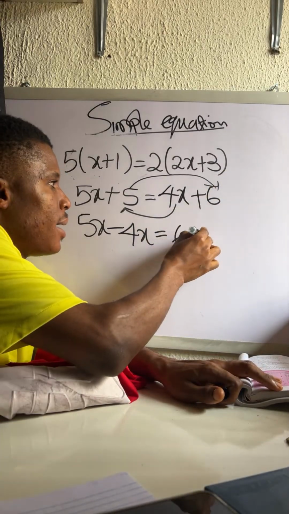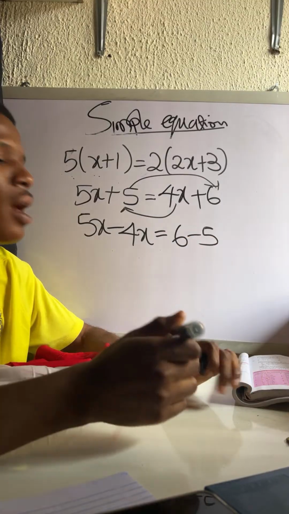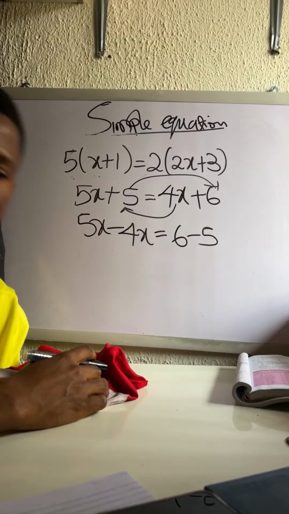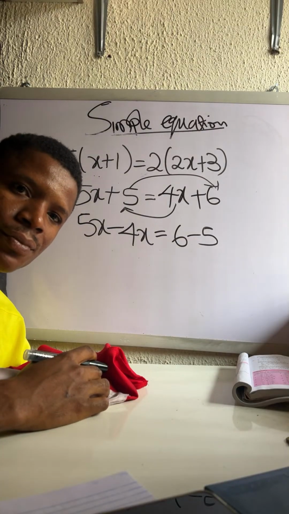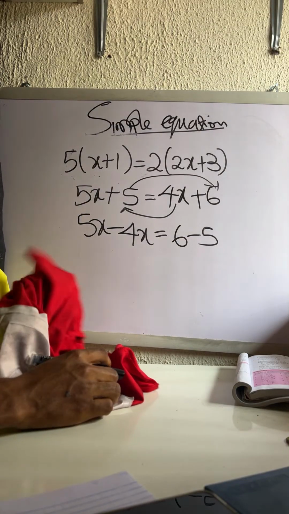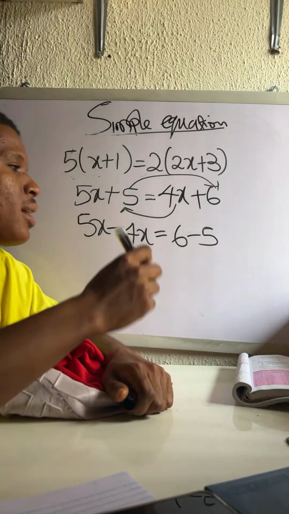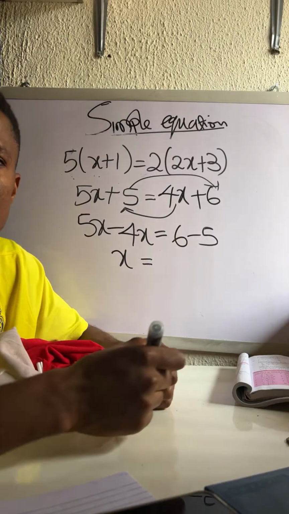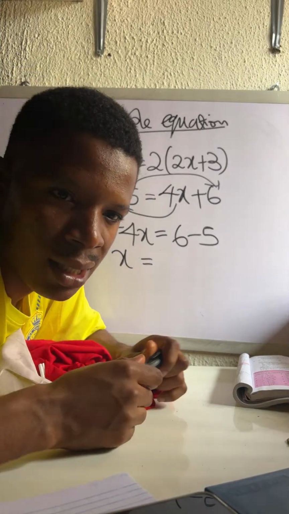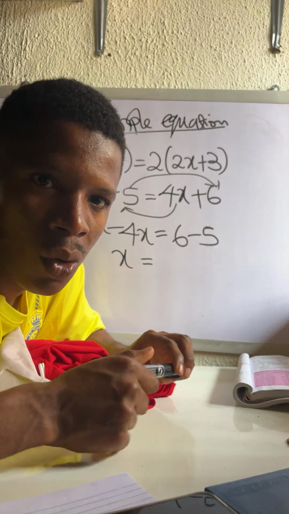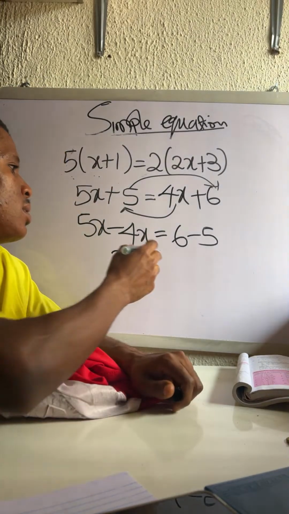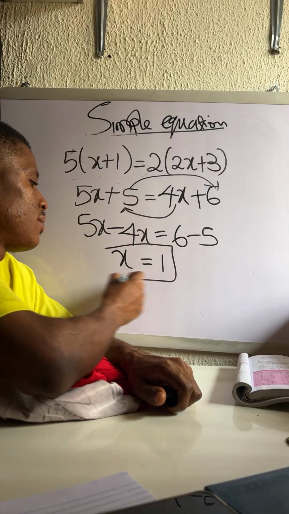6 minus 5. So what's the value for 5x minus 4x? 5x minus 4x is x, and that's equal to 6 minus 5. 6 minus 5 is basically 1. So this is the value for x.